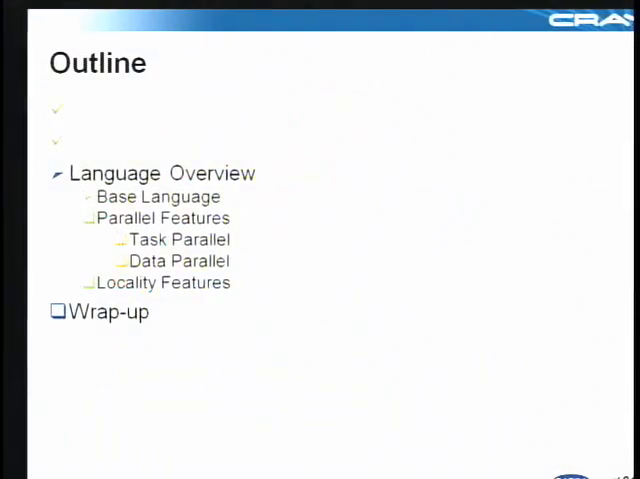All right, so let me give you a bit of a language overview now. I'll break this down by spending a little bit of time on just the base language, the scalar language on which we're building. Then I'll go into some of the parallel features for task parallelism and data parallelism. I make my career saying the word parallelism, and I still can't say it. Task and data parallelism. And then I'll talk about some of the locality features we have for reasoning about where you are on the machine. And then I'll wrap up at the end.